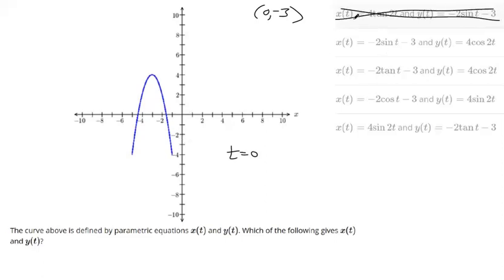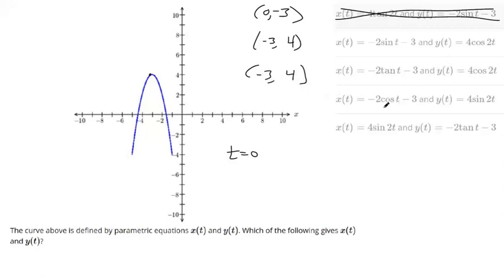If you plug in t equals 0 in here, sine of 0 is 0, 0 times negative 2 is 0, and 0 minus that negative 3 gives you negative 3 for an x-coordinate. If you plug in t equals 0 here, you get cosine of 0 is 1, 1 times 4 is 4, negative 3, 4, that is a point on our graph, so we can't eliminate this one. If you plug in t equals 0 down here, for the x-coordinate, you get negative 2 times 0 is 0, 0 minus 3 is negative 3, and we get 4 again for a y-coordinate.